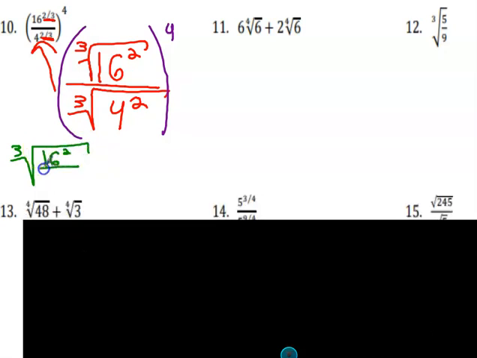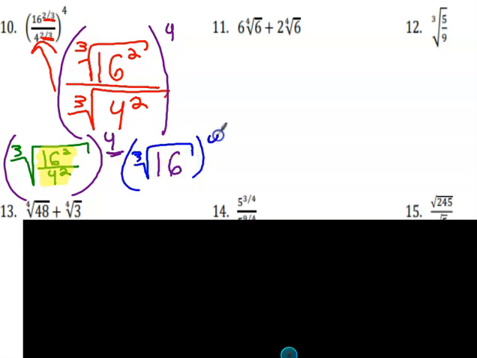So 16 squared over 4 squared, and see if I can simplify that. Sorry, I keep making those noises. All right. So I'm going to try to simplify that and deal with the radical before I have to put it to the 4th power. All right, so 16 squared divided by 4 squared, that answer is 16, okay? And then I have the cube root of 16 to the 4th power.